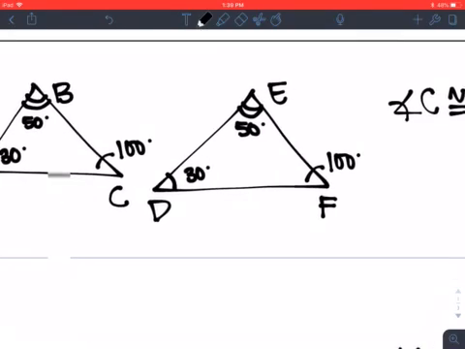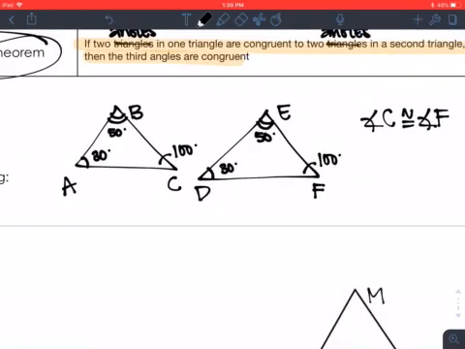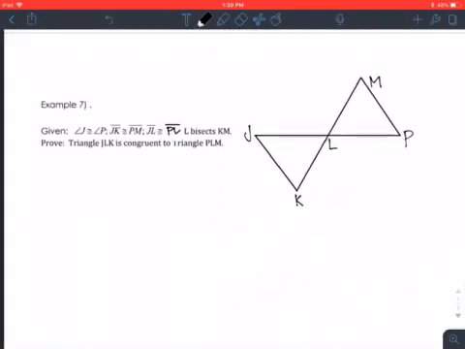Once again, not drawn to scale. But the conclusion here that we have, all right, is correct because it says that angle C has to be congruent to angle F, okay? Now, we have a proof left, okay?